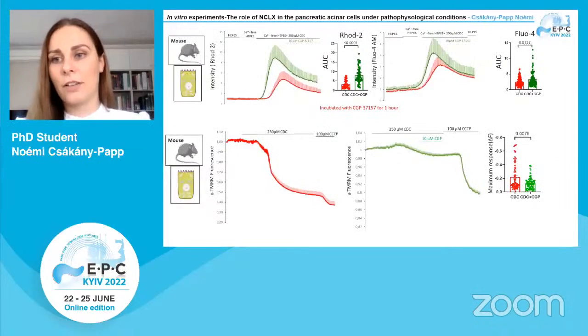250 micromolar chenodeoxycholic acid, CDC, treatment induced a sustained mitochondrial calcium elevation. The inhibition of NCLX by 10 micromolar CGP moderately restored the mitochondrial calcium efflux of the pancreatic acinar cells. Average traces of mitochondrial membrane potential in response to CDC show a significant decrease in the mitochondrial membrane potential. Average traces in response to CDC and CGP together show a significantly lower drop of the mitochondrial membrane potential compared to the CDC treated group.